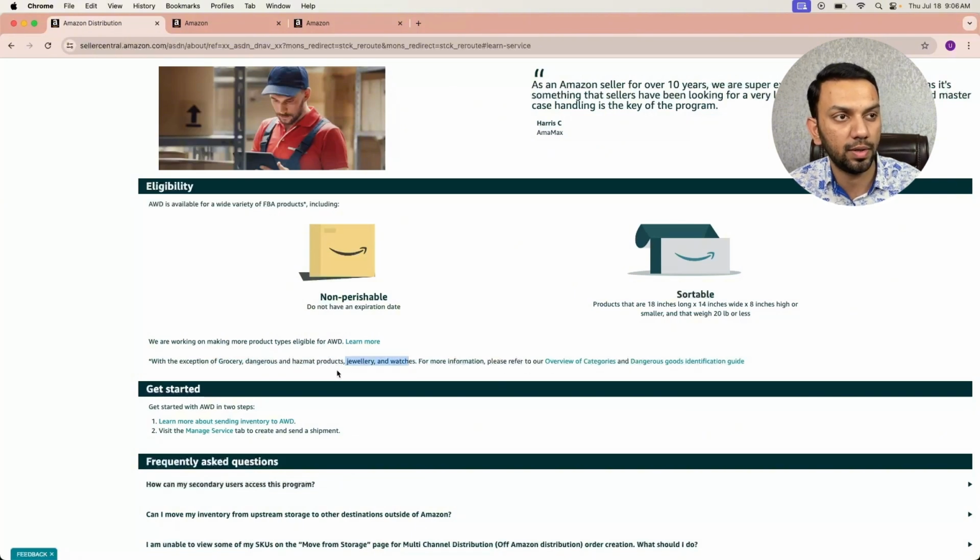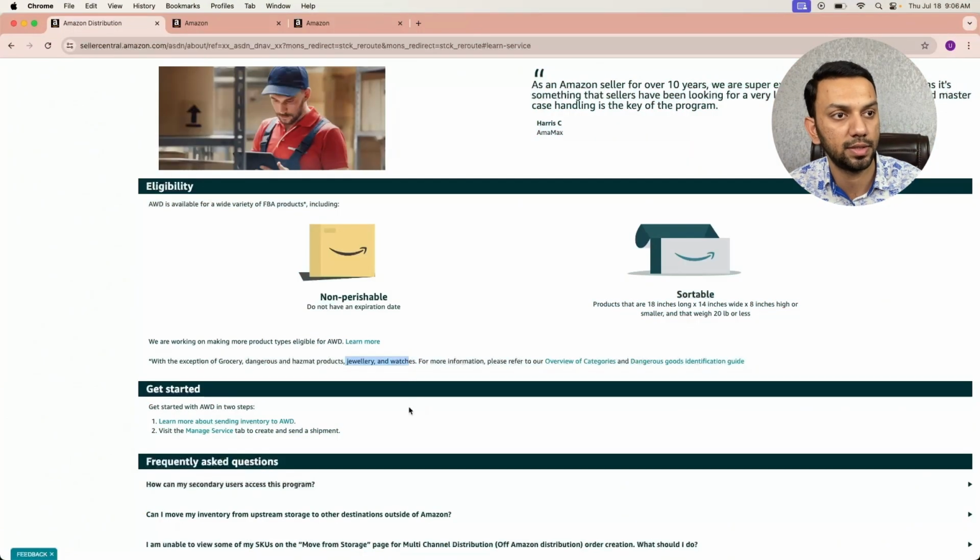So before, I guess 2 or 3 months back, even shoes and apparel were also not allowed, but I think those are allowed now, because I cannot see any exception mentioned here for the apparel and the shoe part. I believe Amazon has made it eligible, and in the near future I do expect that oversized products are also going to be eligible for AWD. So it's just that the program is opening up in phases for the sellers. This is how I see it.